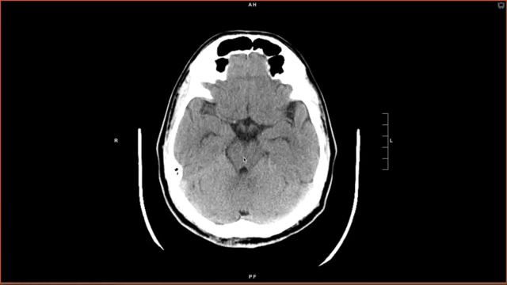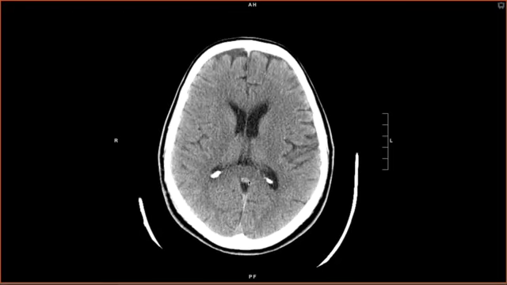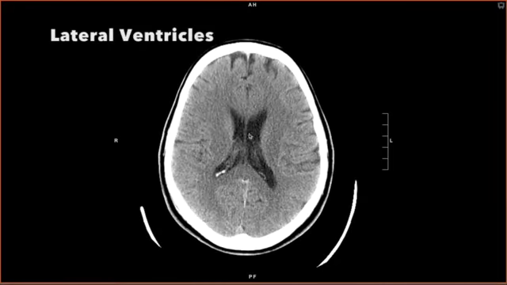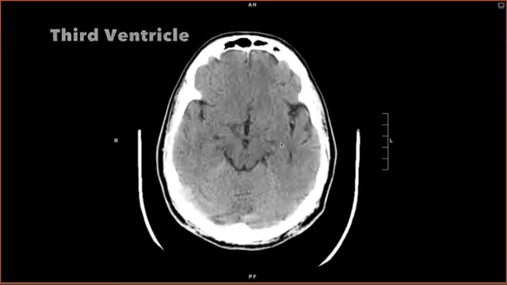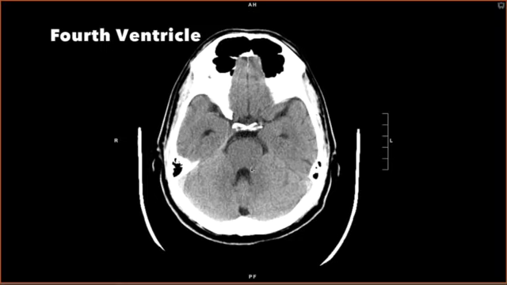Next, the CSF spaces are very, very high yield. First, the ventricular system. Most basically, these here are the lateral ventricles. This is the third ventricle here, slit-like and in the midline. And this is the fourth ventricle here, behind the pons.